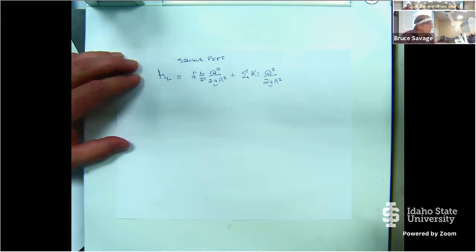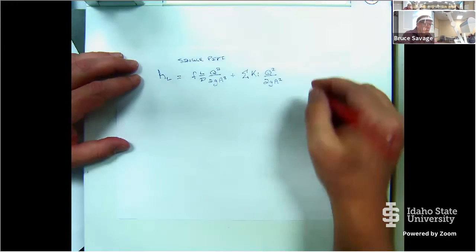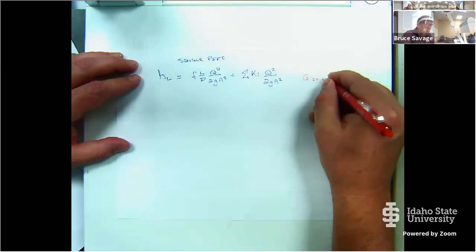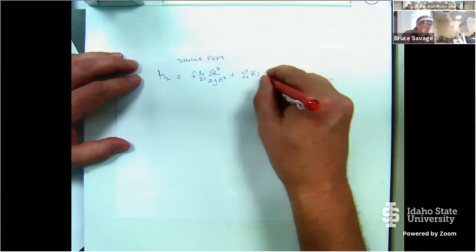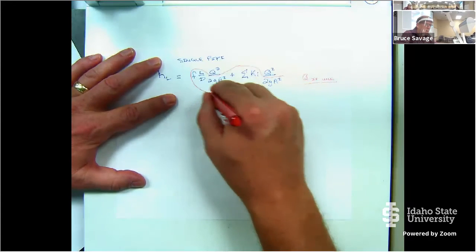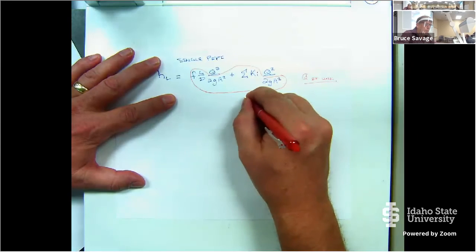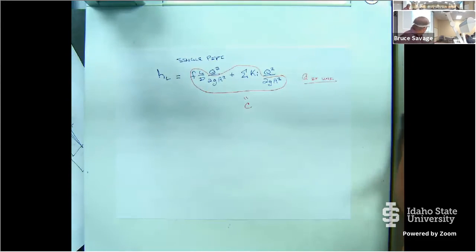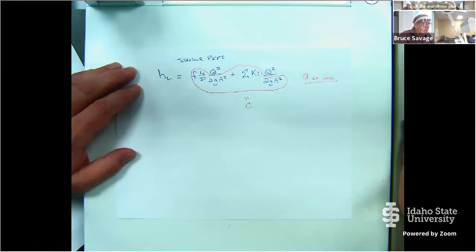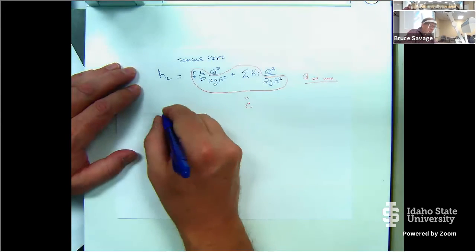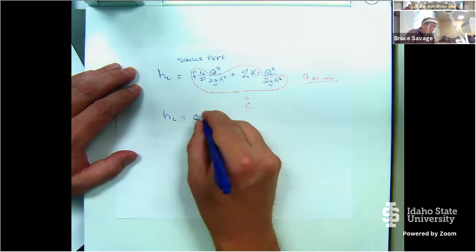So if I want to stay with the flow rate, it becomes the unknown. All right, so Q is unknown. In that case, if you look at this, I can take everything that's circled up there, and I can let that equal some constant C. Then my equation simply becomes the head loss is equal to C Q squared.